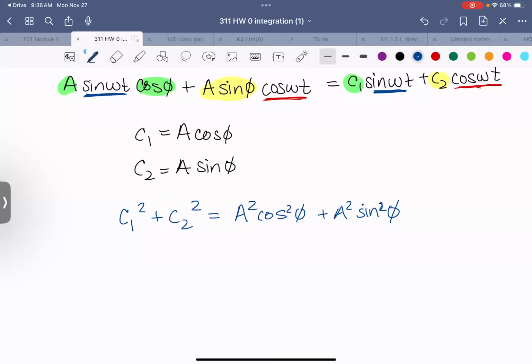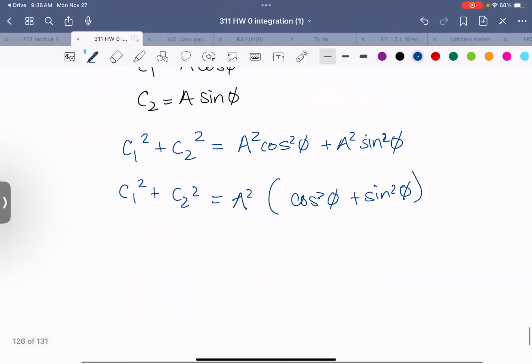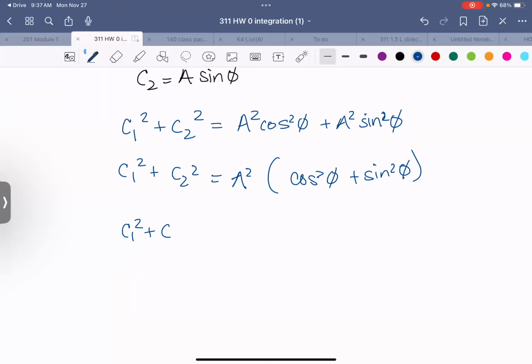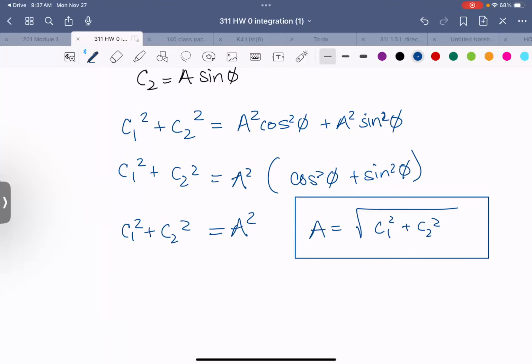Okay. Now factor out that A squared on the right. And you have cosine squared plus sine squared, which you know is 1. And so what that tells us is that C1 squared plus C2 squared is A squared. So take the square root. So A is equal to the square root of C1 squared plus C2 squared. Really like the magnitude of the vector, essentially. So that's how we find A. Your amplitude is given by the square root of C1 squared plus C2 squared.